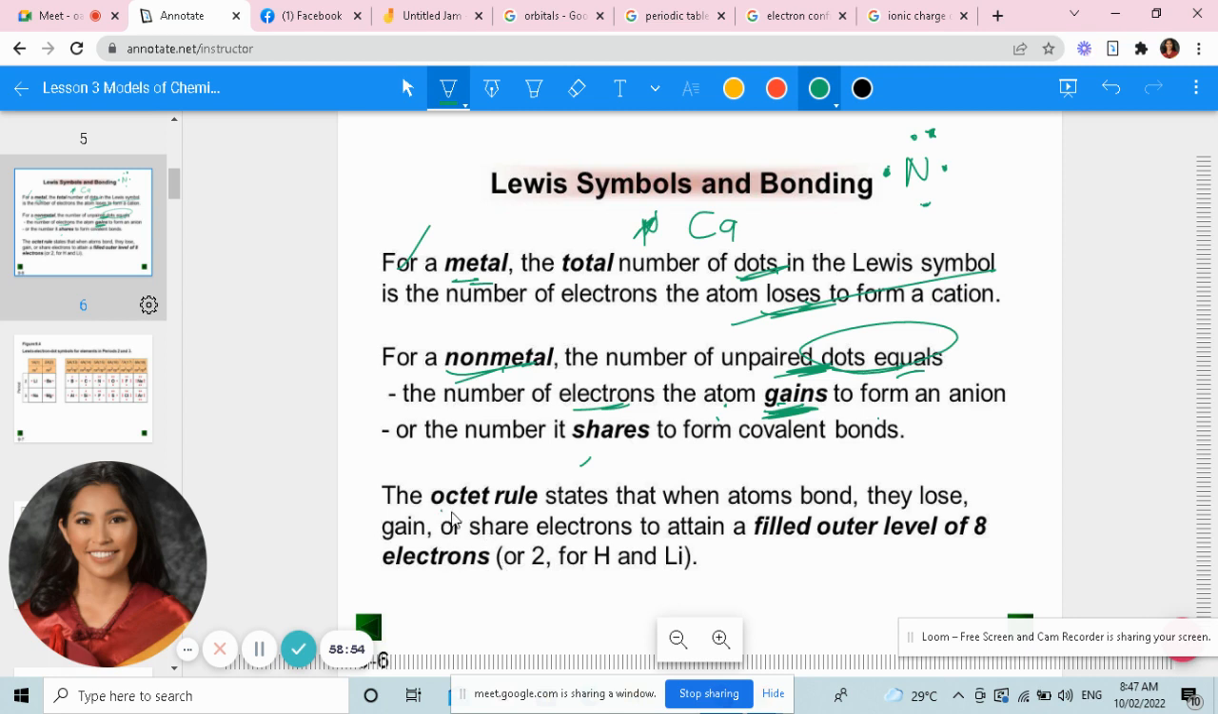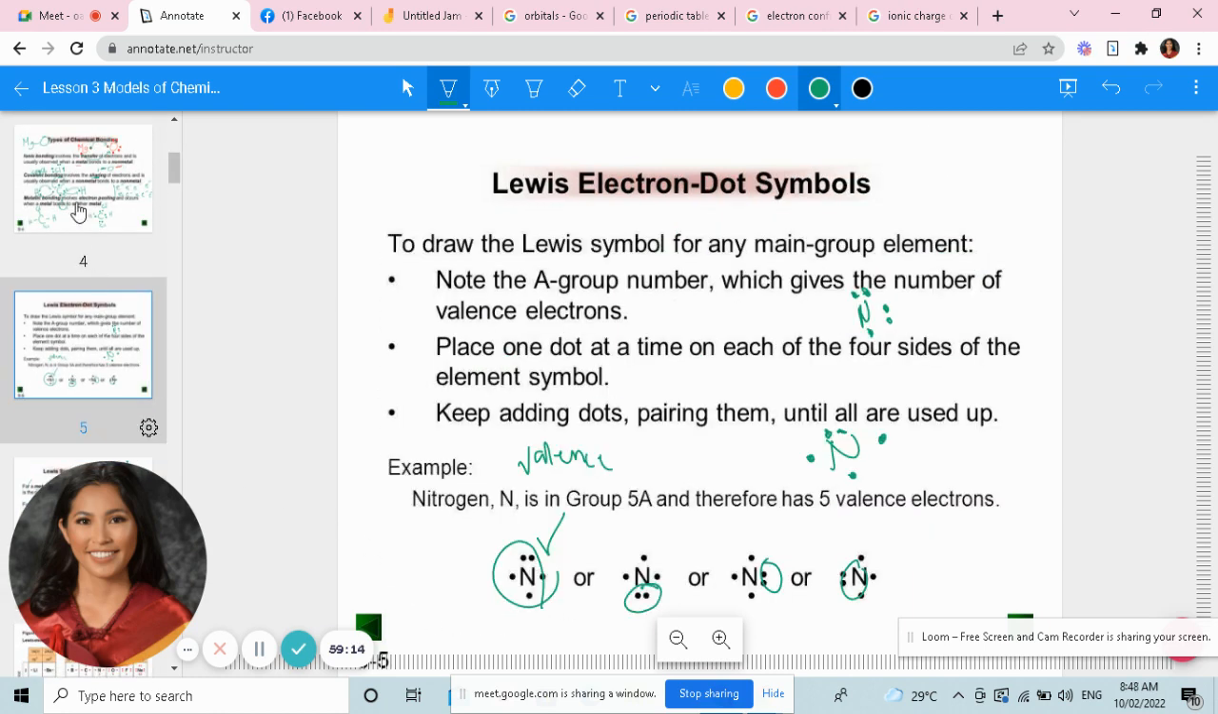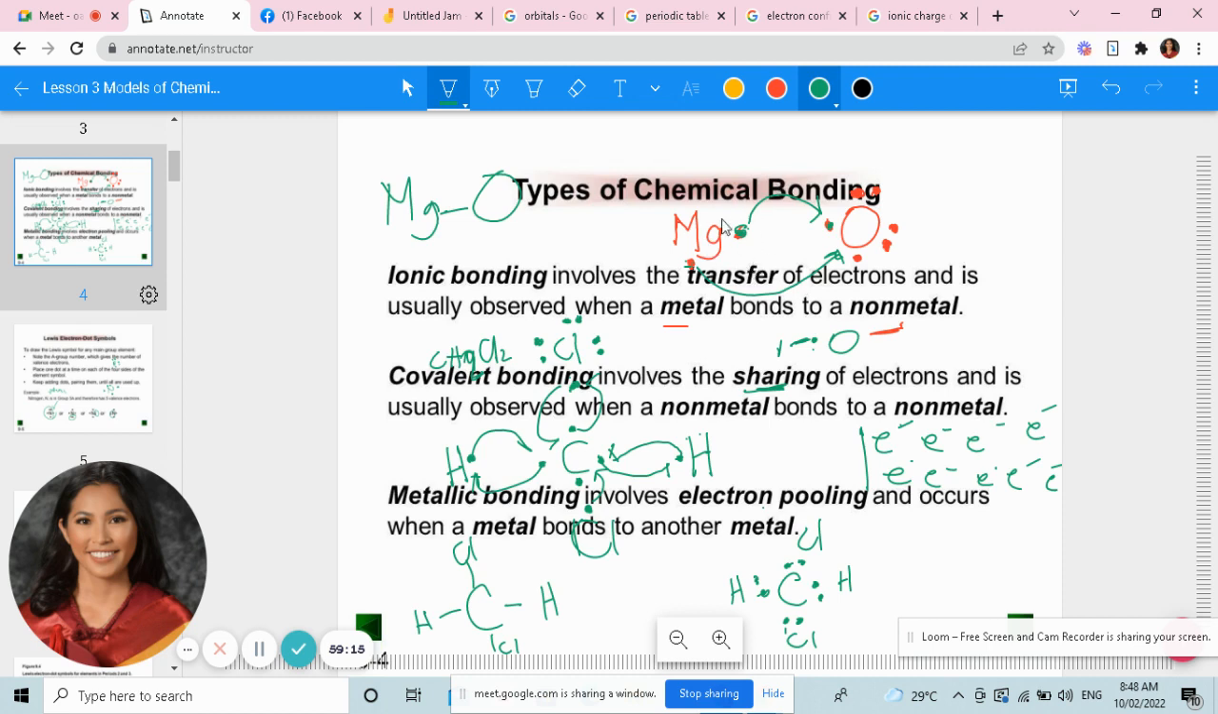We also have the octet rule, which states that when atoms bond, they lose, gain, or share electrons to attain a filled level of 8 electrons. Okay, in the case of magnesium oxide, who loses an electron?